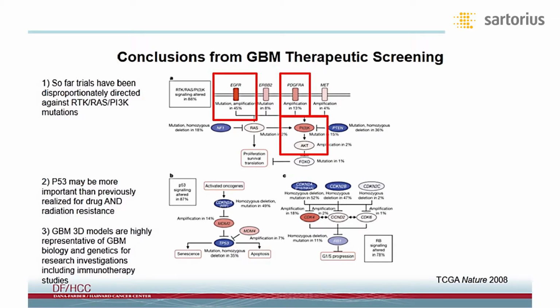So just to conclude for my talk, in GBM therapeutic screening, so far trials have really focused on RTK activation and kinases. These are well represented in these 3D models. However, our study really suggests that the P53 pathway, both in drug space as well as in radiation resistance, may be a very critical pathway to target more aggressively with MDM2 or other approaches. And then the 3D models, especially at scale, are very highly representative of GBM biology and genetics, and can be used, and probably should be used more even, for immunotherapy type studies, as I demonstrated.